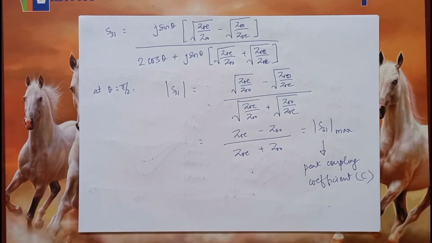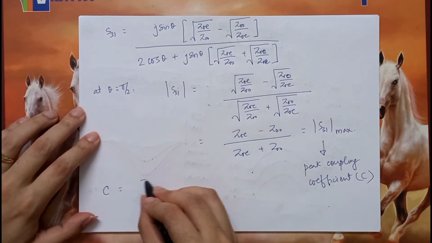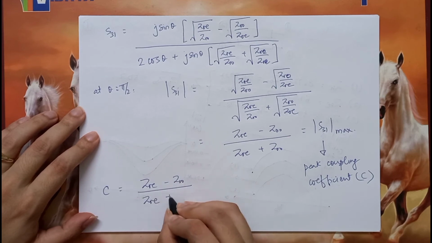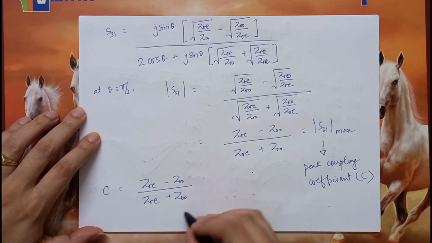That is C. So what we can define is that C is equal to this. As a converse, you can also prove that C can be related using Z0 also. As a converse of this, I leave it to you as an exercise, which is a pretty easy exercise.